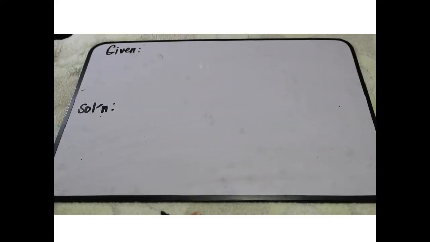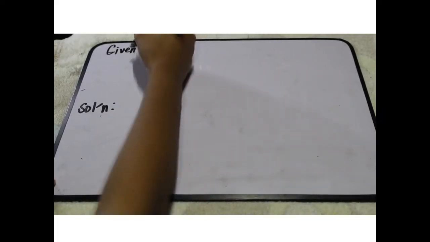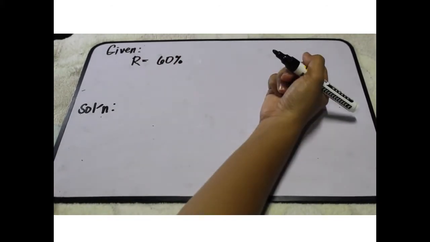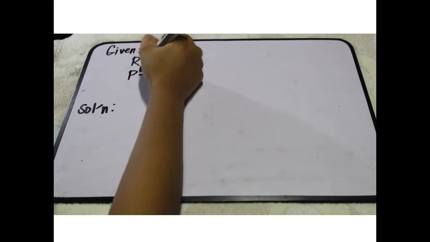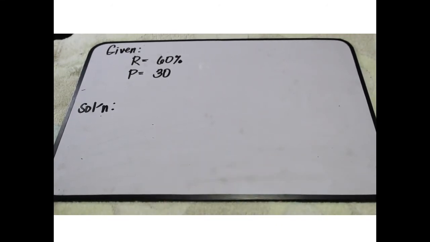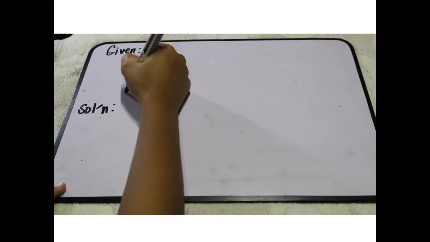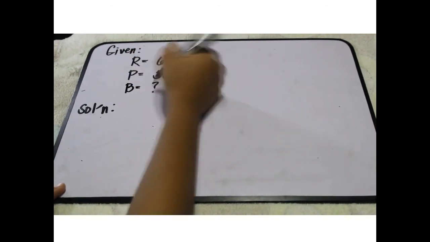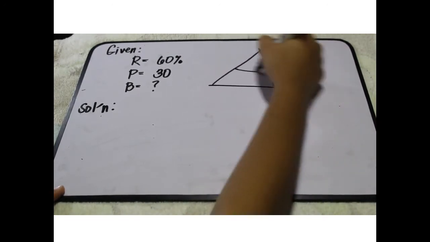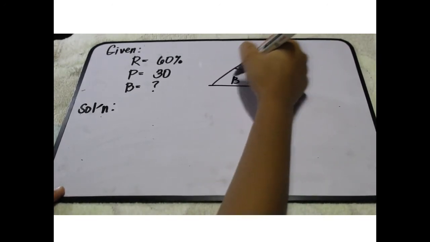For problem number 4, our given first is the rate, which is 60%. And then the next one is the percentage. So percentage, we have 30 students, because from our definition, when we say percentage, it is only a portion or a part of the base. Now, we are asked to find the base, since the question is, how many students does Dr. Lau have?